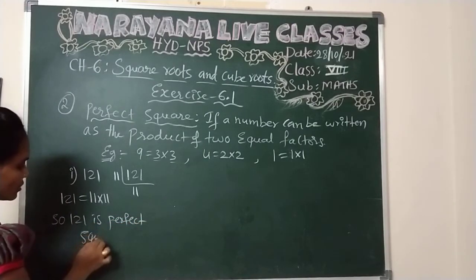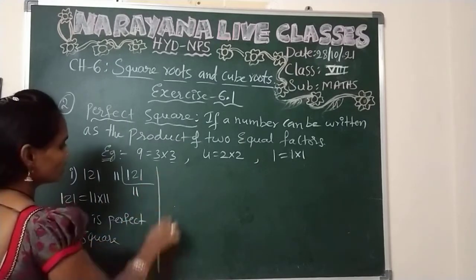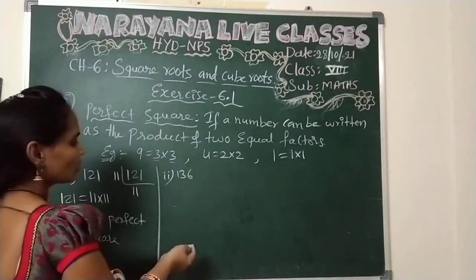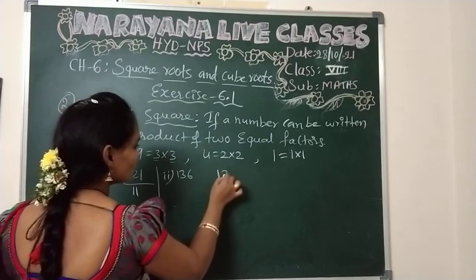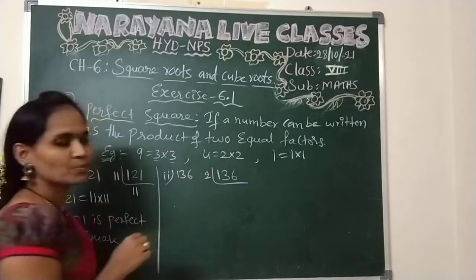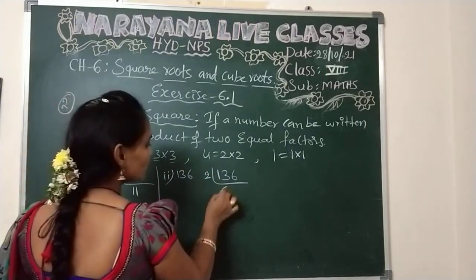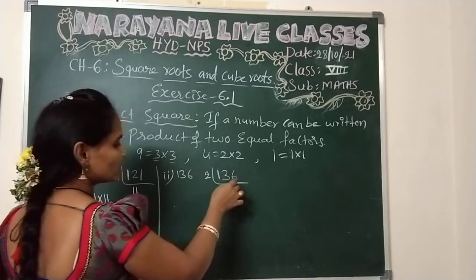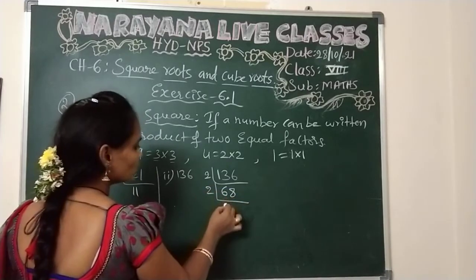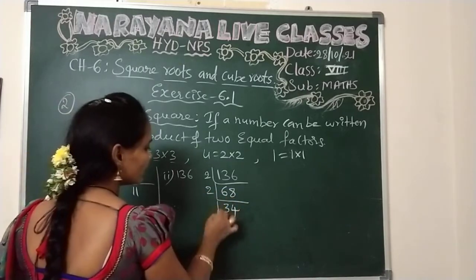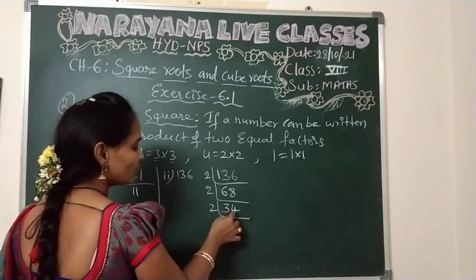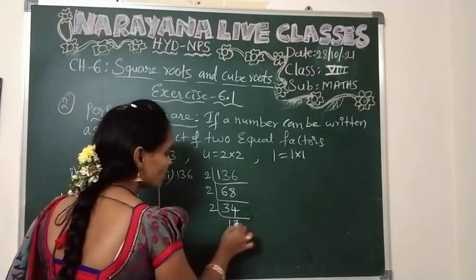Okay, next, the second number. In a similar way, the second number is 136. Here also you can use the prime factorization method. Start with the least prime number, that is 2. 2 sixes are 12, 1 remains, it is 16. 2 eights are 16. Now 2 threes are 6, 2 fours are 8. Again you can take 2. 2 ones are 2, 1 remains, it becomes 14. So 2 sevens are 14.